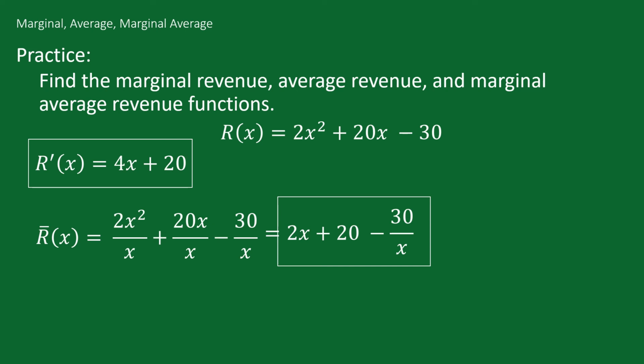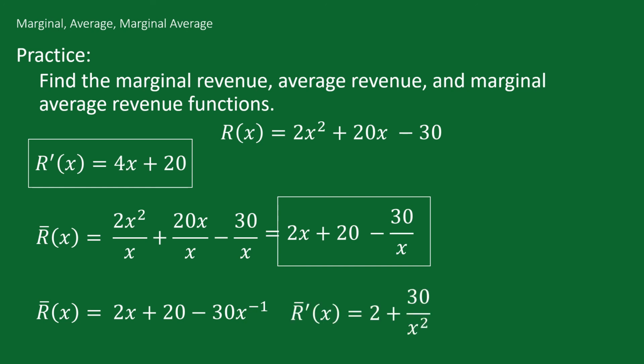Finally, let's find the marginal average revenue function. To do that, we take the average function that we have already found and take the derivative of it. To find the derivative of 30 over x, let's rewrite it as 30x to the negative 1. Therefore, the derivative of r bar of x is going to be r bar prime of x equals 2 plus 30x to the negative 2, which is equal to 2 plus 30 over x squared when you simplify, and that's going to be our marginal average function.